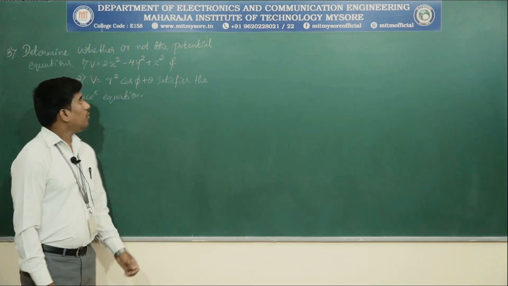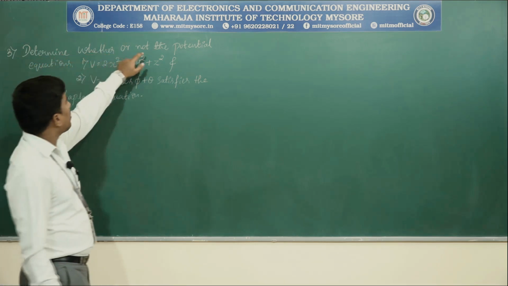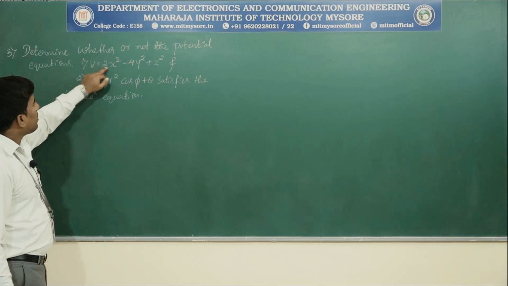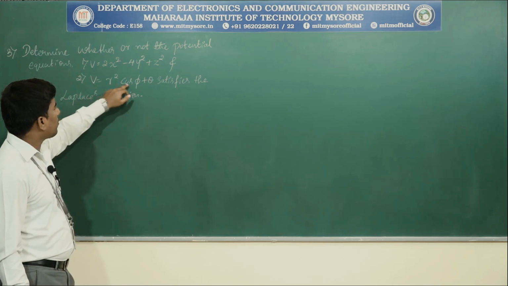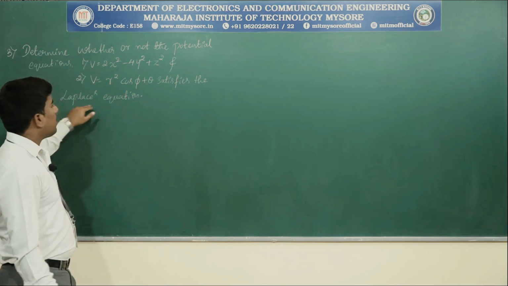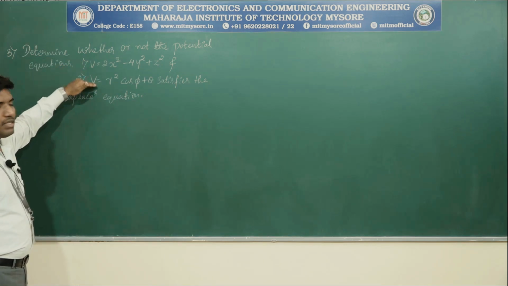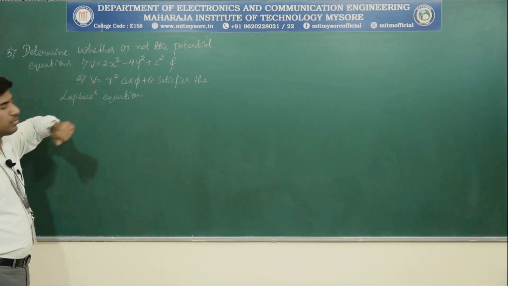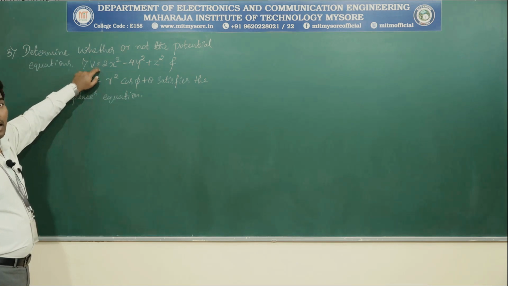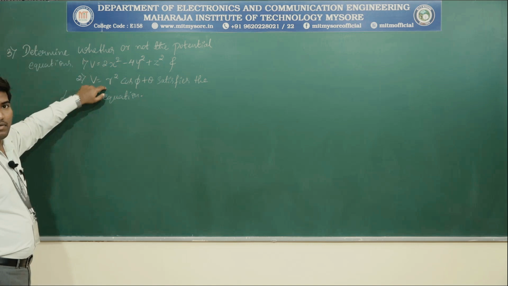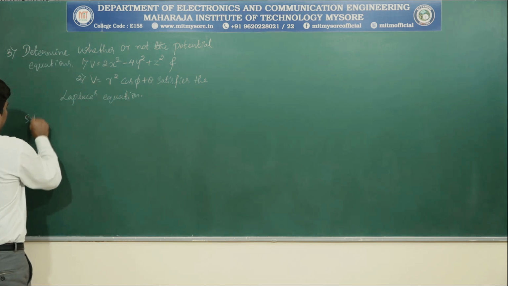Okay, let us solve one more problem on the given statement. Determine whether or not the potential equations V is equal to 2x square minus 4y square plus z square and V is equal to r square cos phi plus theta satisfy the Laplace equation. In this problem statement, we have two different potentials with different coordinate systems. The first potential equation relates to the Cartesian coordinate system. The second potential relates to the spherical coordinate system. So let us go one by one.